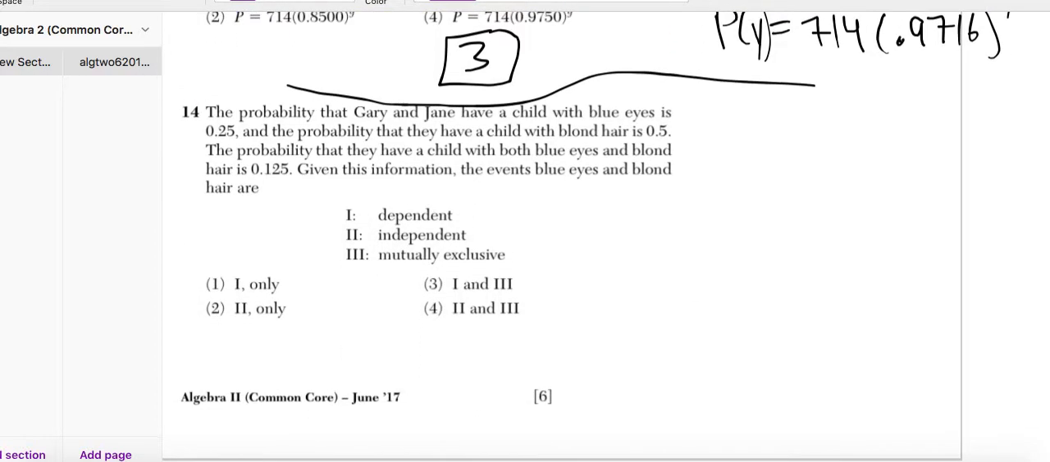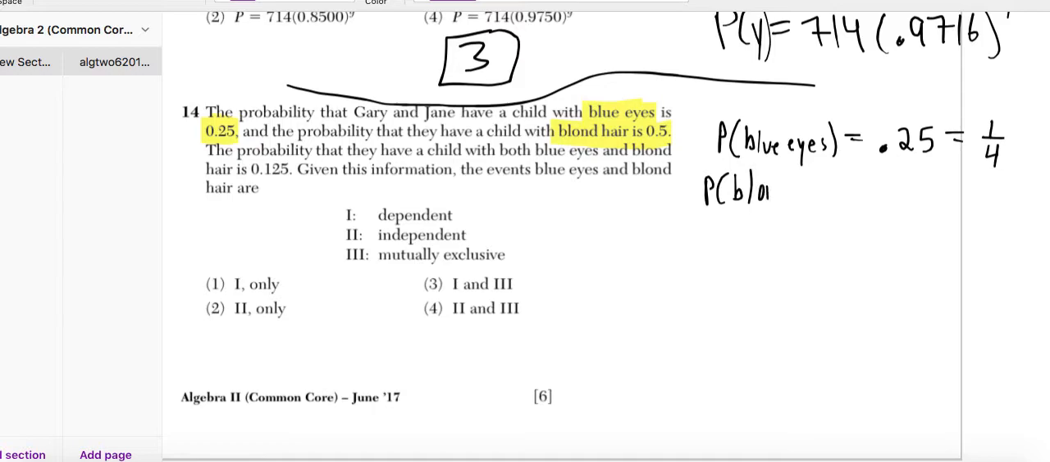The probability that Gary and Jane have a child with blue eyes is 0.25. I'll write that right here. So the probability of blue eyes is equal to 0.25 or 1/4. And the probability that they have a child with blonde hair is 0.5 or 1/2.